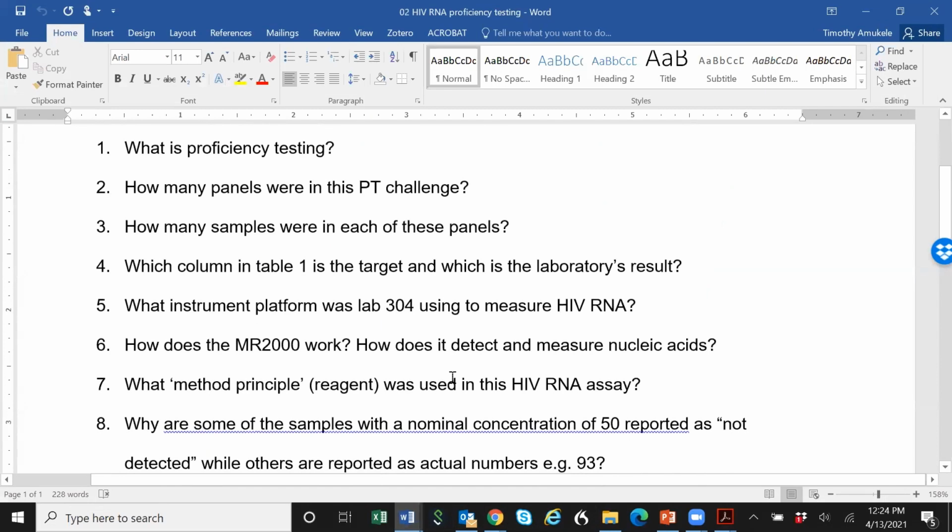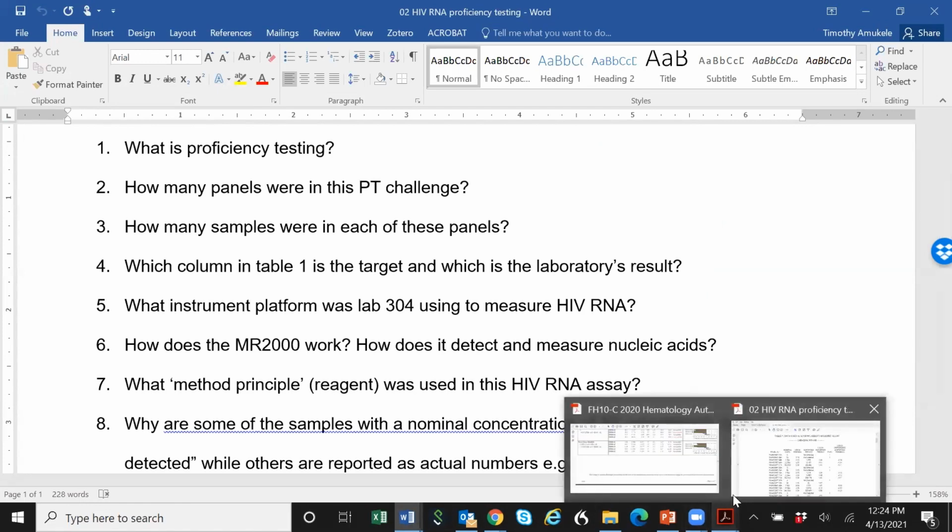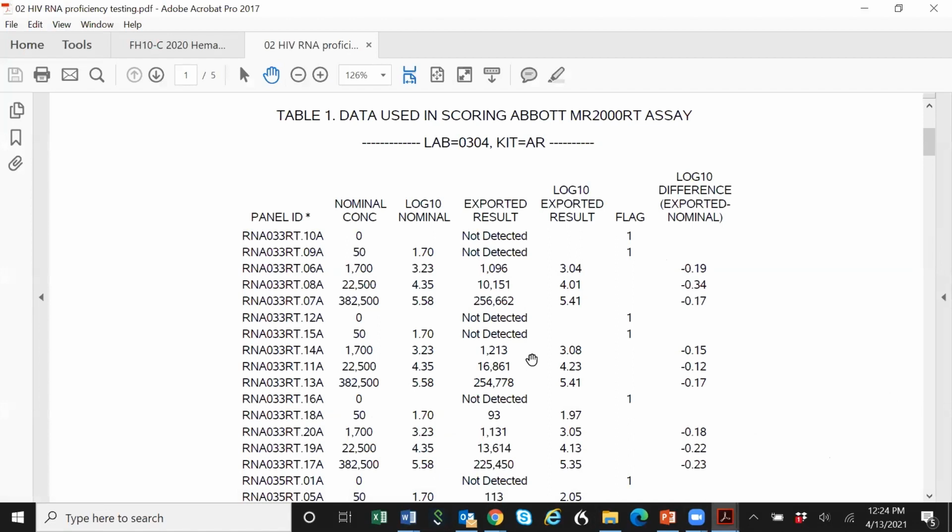Question is, which column in table 1 is the target and which is the laboratory's results? Okay, which column is the target? So you can see here that there are 5 columns. So first one is called panel ID. The second one is called nominal concentration. The next one is called log 10 nominal. The next one is called exported results. The next one is log 10 exported results, and so on.